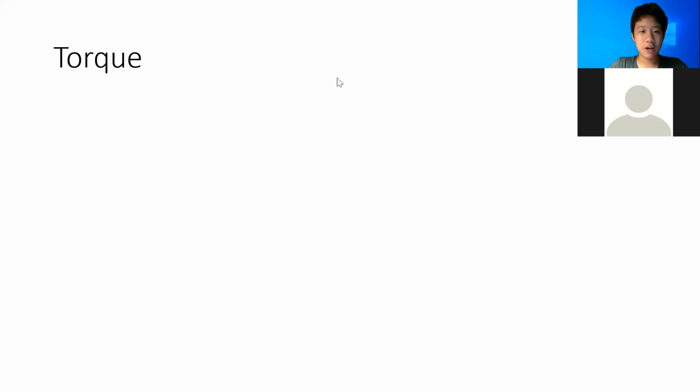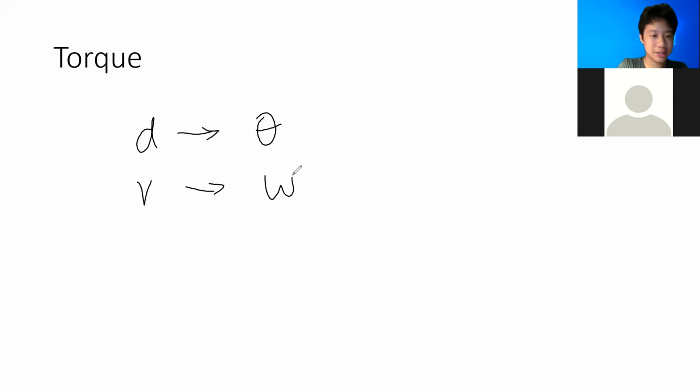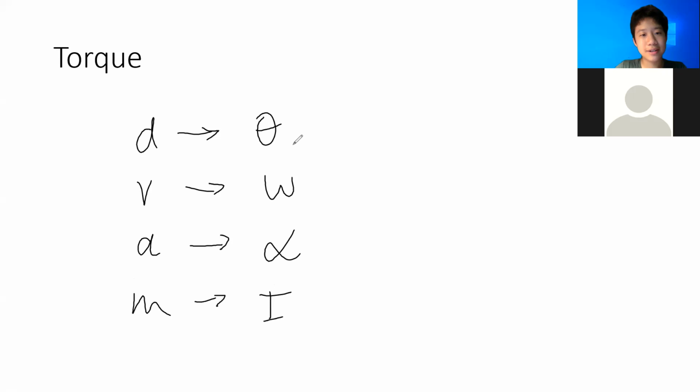So first of all, torque. Before we go on to what torque is, let me first review all the rotational substitutes that we have for our formulas. For example, instead of distance, we had angle theta. Instead of velocity, we had angular velocity, omega. Instead of regular acceleration, a, we had alpha. Instead of mass, we had inertia. And the last thing that's missing from this list is force.